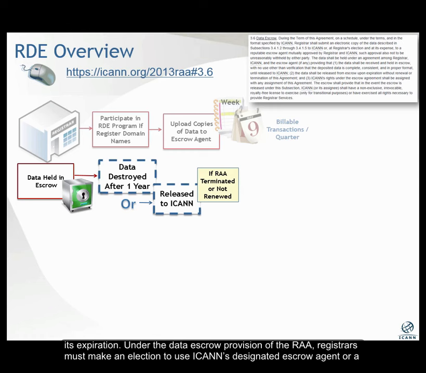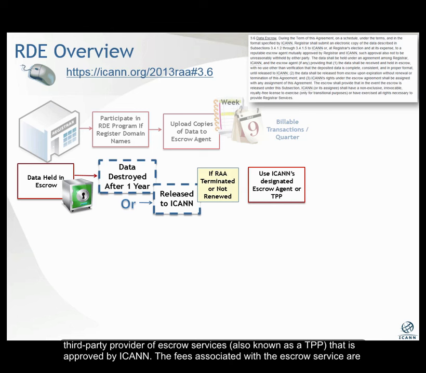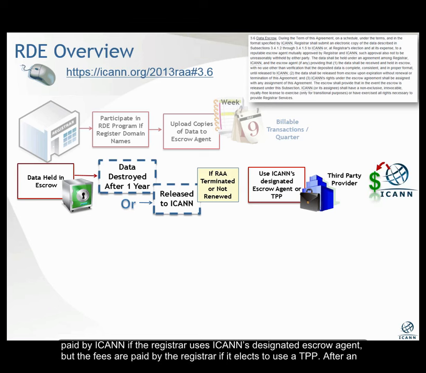Under the data escrow provision of the RAA, registrars must make an election to use ICANN's designated escrow agent or a third-party provider of escrow services, also known as a TPP, that is approved by ICANN. The fees associated with the escrow service are paid by ICANN if the registrar uses ICANN's designated escrow agent, but the fees are paid by the registrar if it elects to use a TPP.